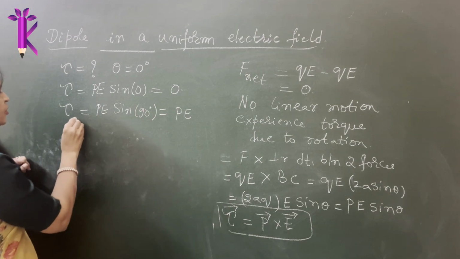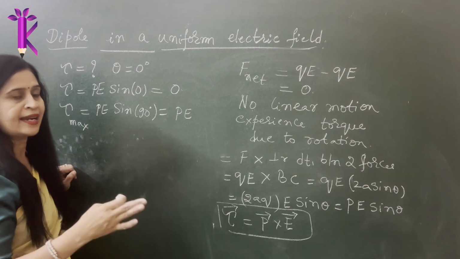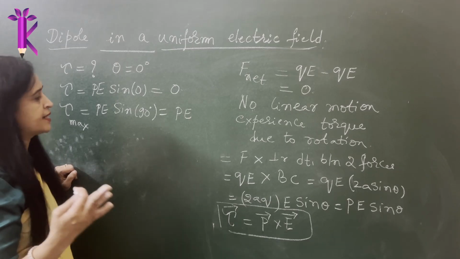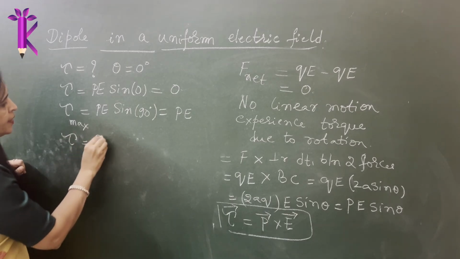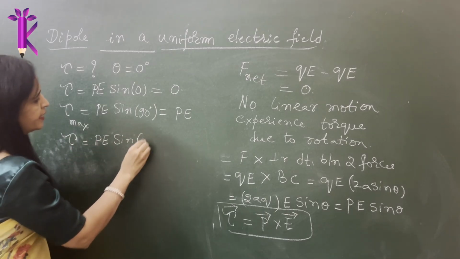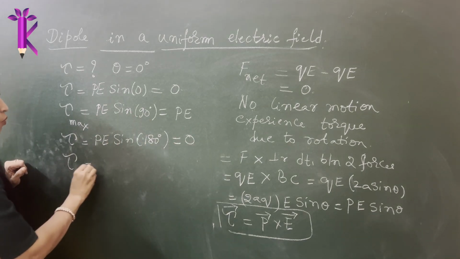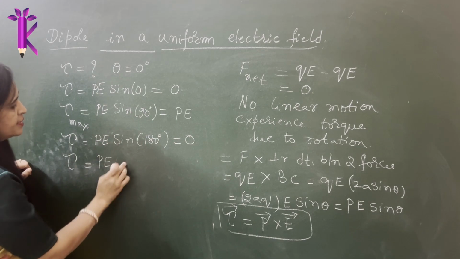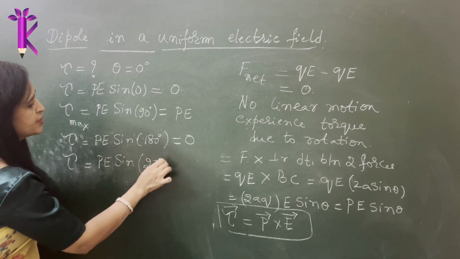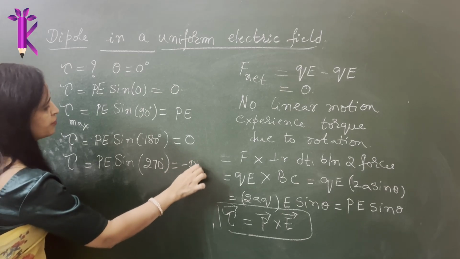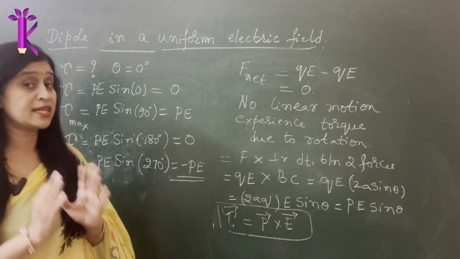So you have maximum torque when the direction of the dipole and the electric field are placed at right angles to each other. So what will be the value of torque if the angle is 180 degree? How much is sine 180? Sine 180 is 0. So therefore the torque will be 0. What will be the value of torque if you place the dipole at an angle of 270 degrees? Sine 270 degrees is minus 1. So therefore it will be minus PE. Okay, so these are different values that you must remember.